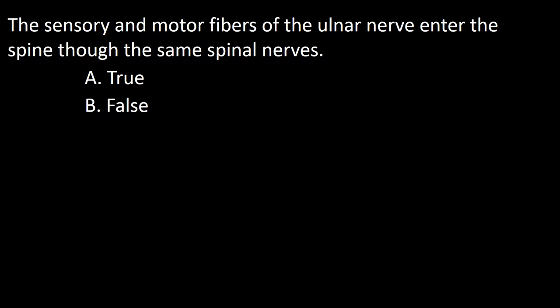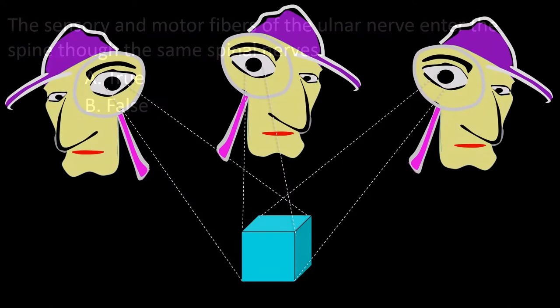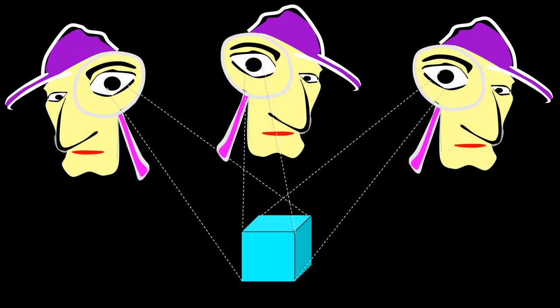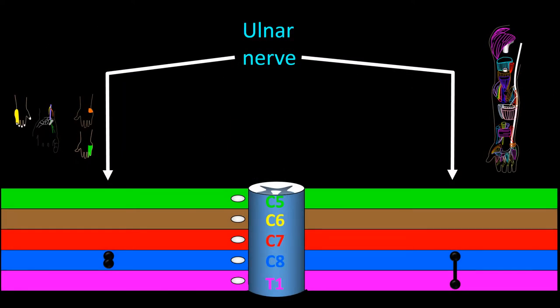Next question. The sensory and motor fibers of the ulnar nerve enter the spine through the same spinal nerves. A true, B false. I will address this question from three different perspectives using three different basic figures. The first figure, I call the line figure, is what you're seeing in this frame. In this figure, the cylinder represents the spinal cord, the white ovals, the dorsal ganglion, at their corresponding levels. Notice that the ulnar motor fibers arise from C8 and T1, whereas the ulnar cutaneous sensory fibers arise only from C8 dorsal ganglia.